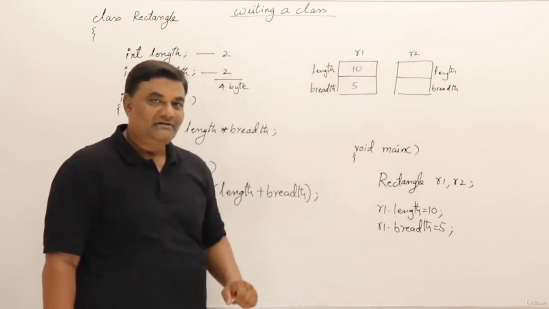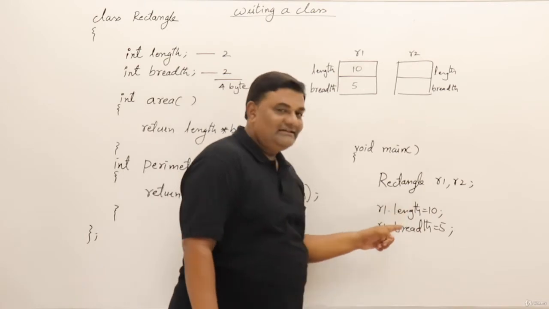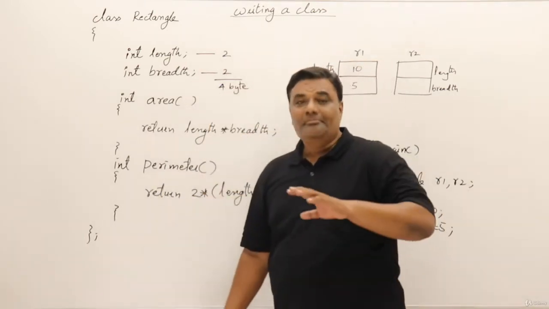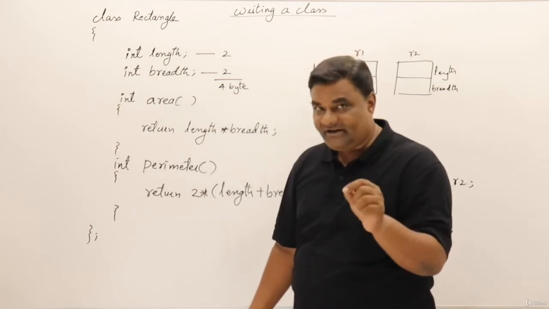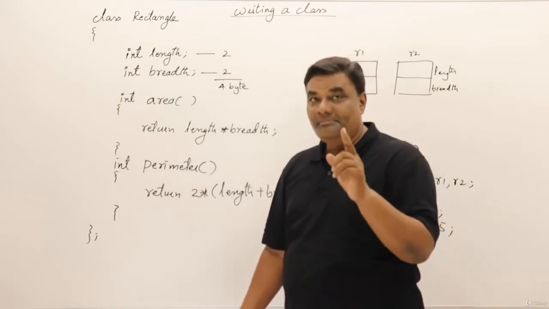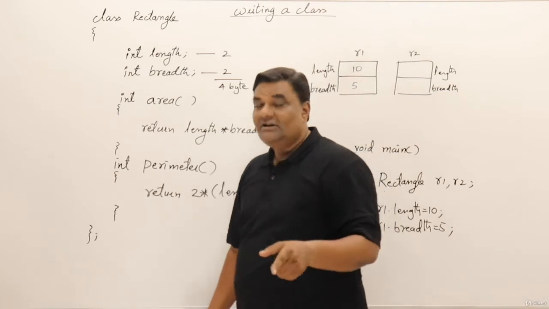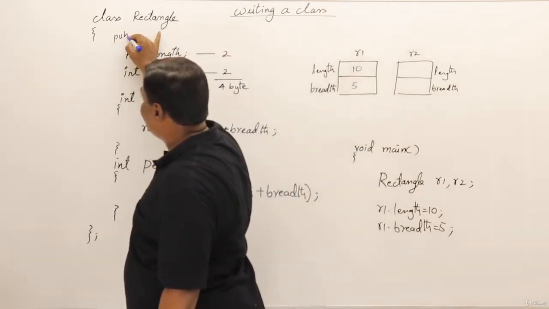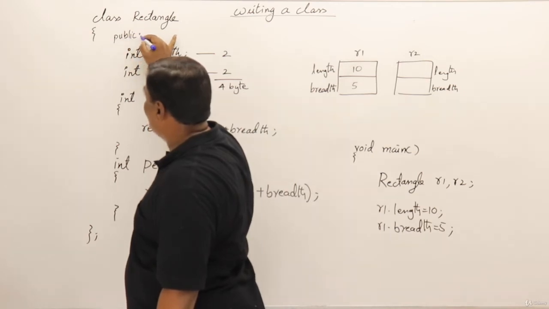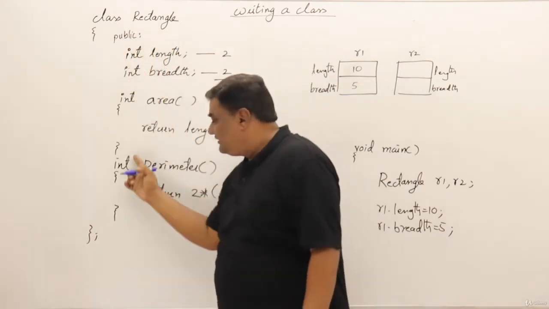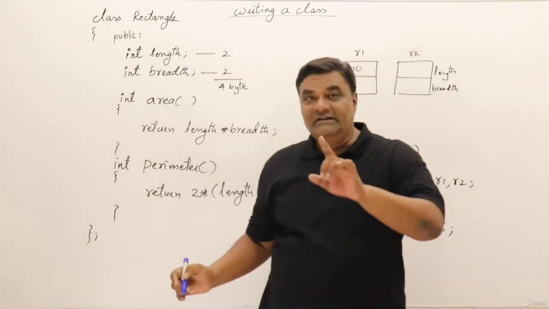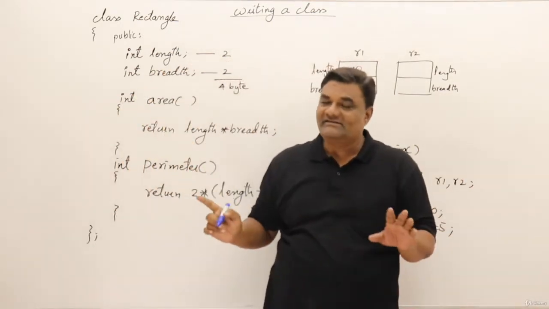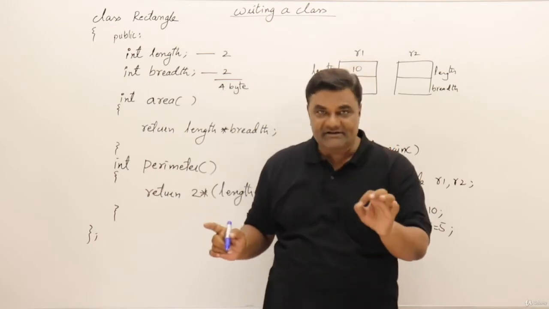Now one problem. I cannot access this length and breadth. Reason, whatever you write inside the class, by default it becomes private. Remember this point. By default it becomes private. So I should write everything under public colon. After this, what all is written is public. Now I can access. Unless I say public, I cannot access them because by default they are private.